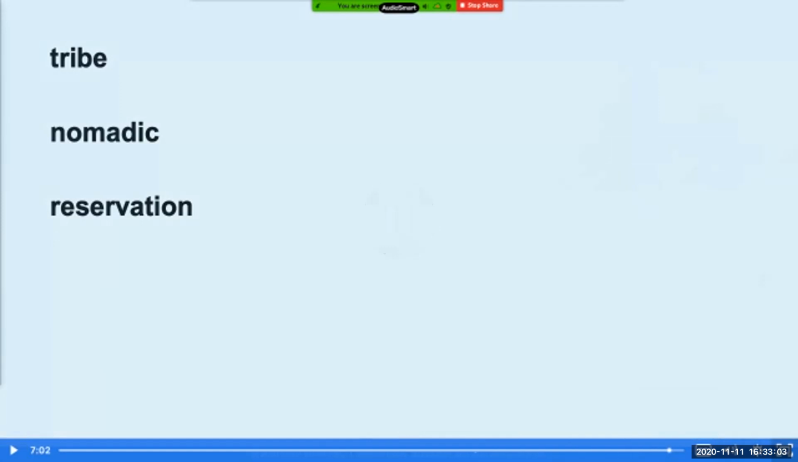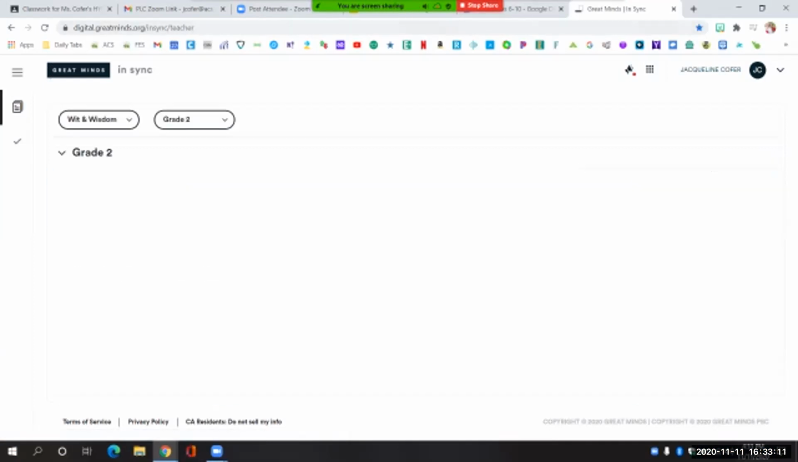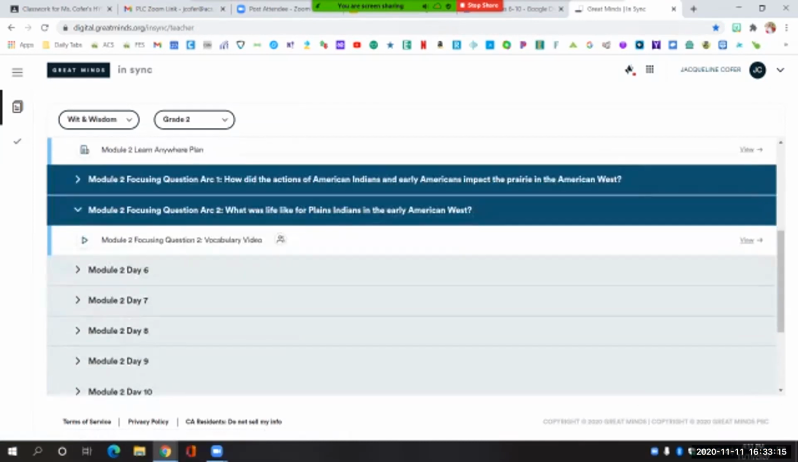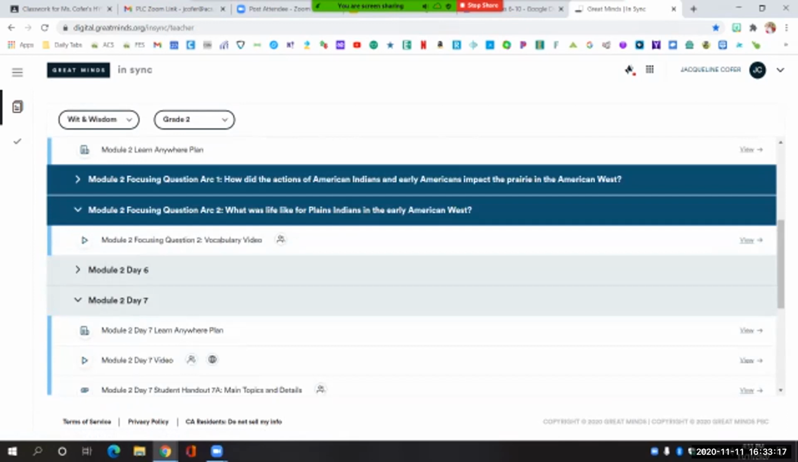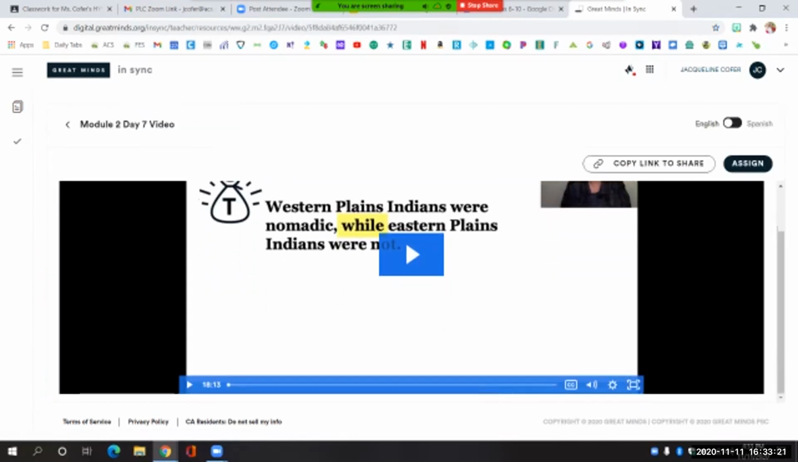Okay, so those are some of the words that we have in our vocabulary journal that you're going to be working on. And so we're going to go ahead and get started on our video lesson for today. We're on day 7. And remember to have out your knowledge response journal. We're on page 58 today. We're going to go ahead and get started.